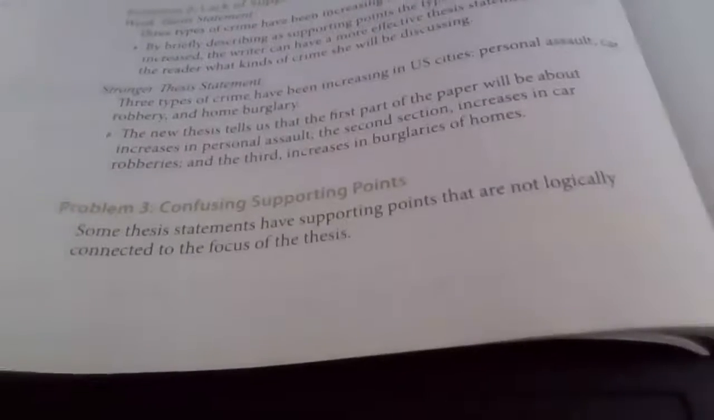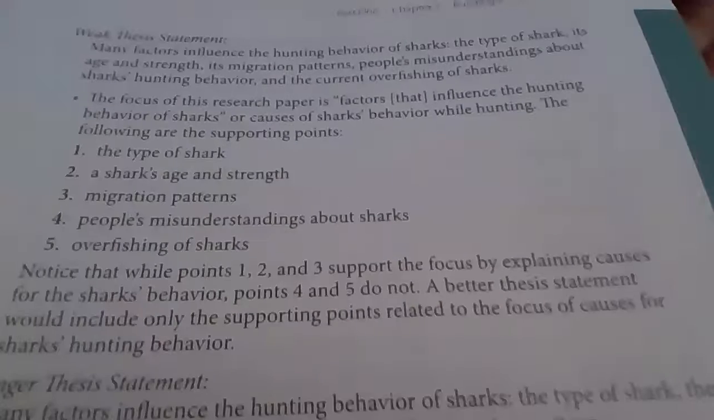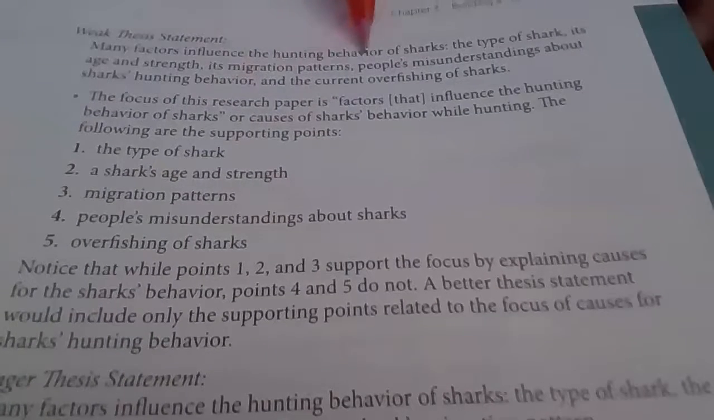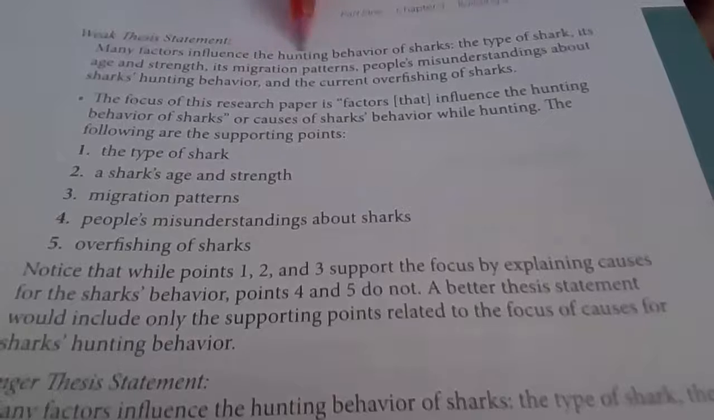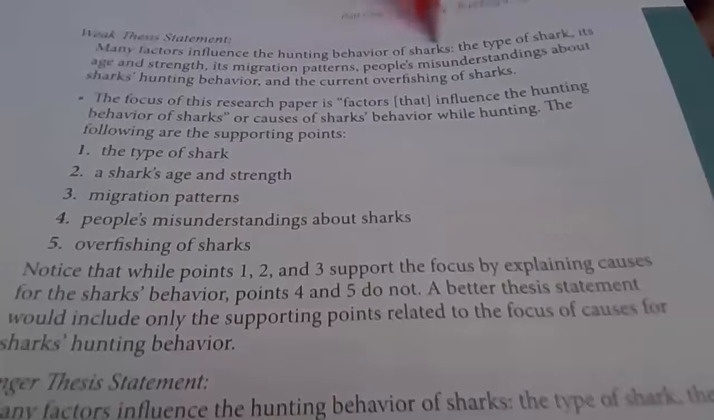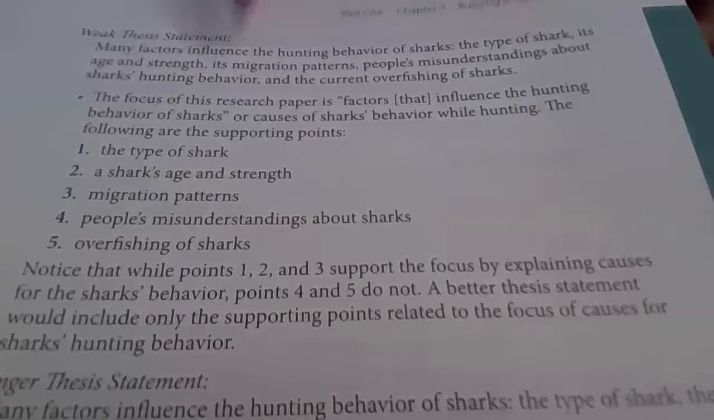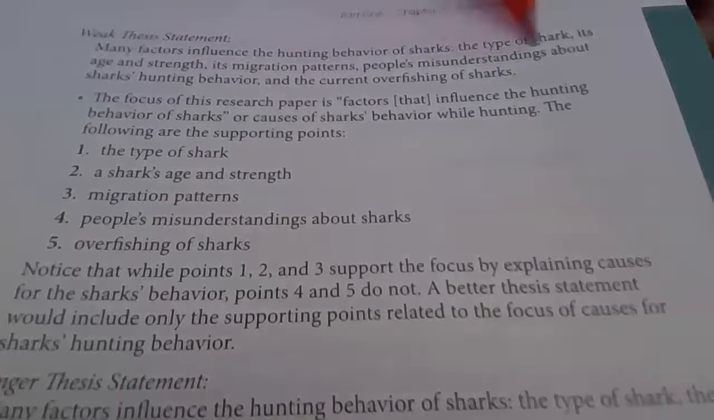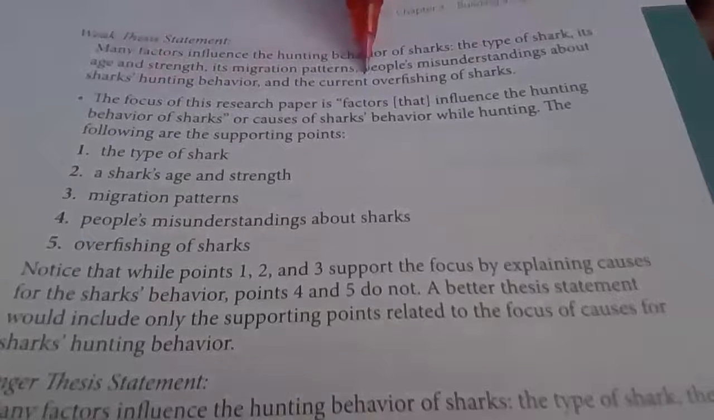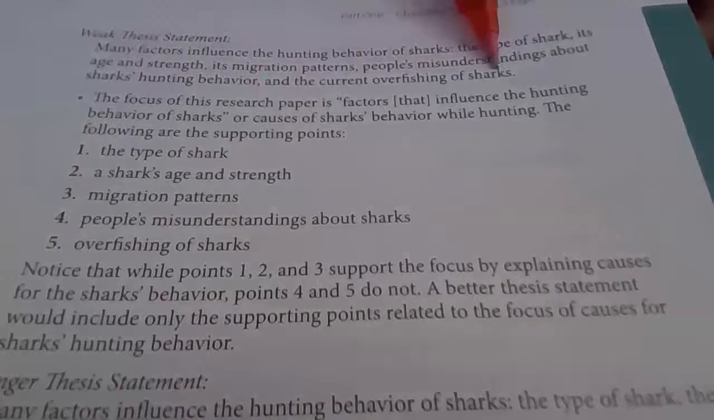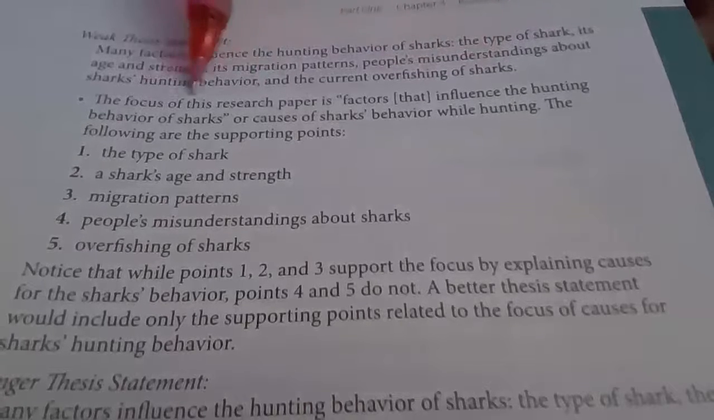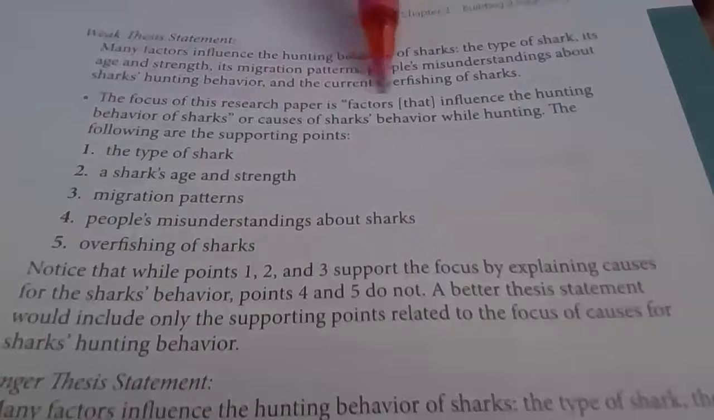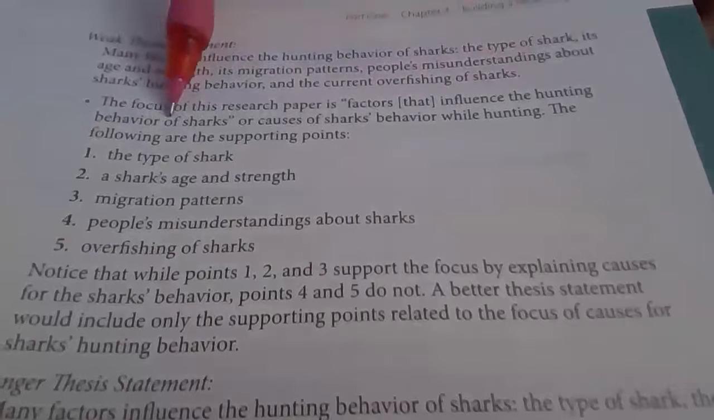Problem number 3, confusing supporting points. They're not logically connected. You take a look here on the next page, 55. Many factors influence the hunting behavior of sharks. So we really should be talking about the hunting behavior of sharks. The type of shark, its age and strength, its migration patterns, people's misunderstandings about sharks' hunting behavior, and the current overfishing of sharks. The focus of this research paper is factors that influence the hunting behavior.